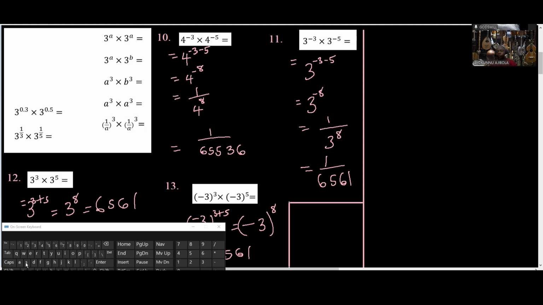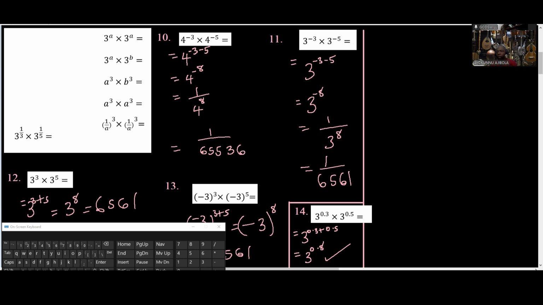Okay, so this one is number 14. For number 14, we have this. Here we have the same 3, but we are adding power. So 3 raised to power 0.3 plus 0.5, and this is going to be 3 raised to power 0.8.